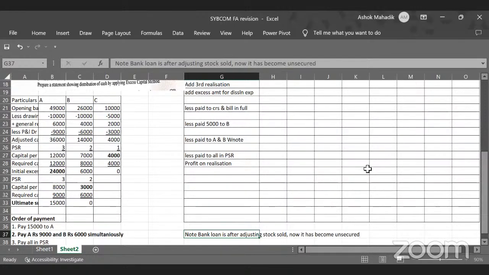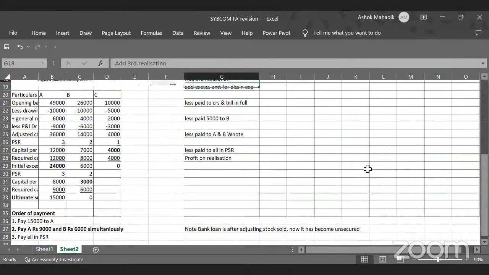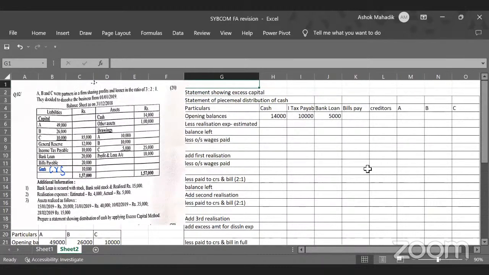जिसका सिक्योरिटी खत्म वो भी अनसिक्योर्ड बन जाता. बैंक लोन सिक्योर्ड था उसने सिक्योरिटी उसका बेच दिया. अब जितना बचा है पेंडिंग 5,000 वो भी अनसिक्योर्ड हो गया. ओके, क्लियर? So it will be ranking along with bills payable and creditors. So bank loan का 5,000 लिखा, bills payable 20,000, creditors 10,000.